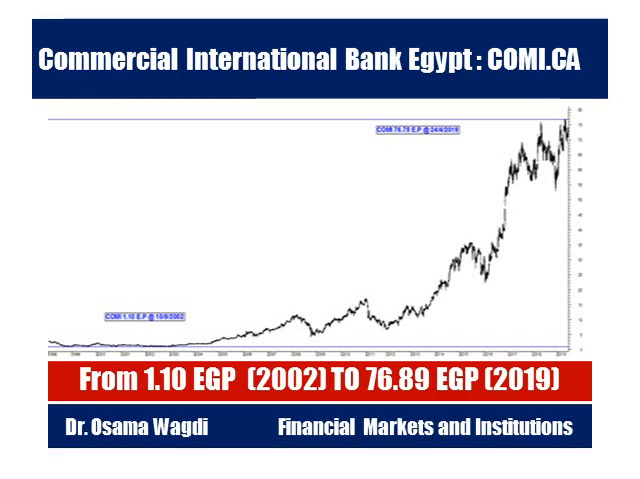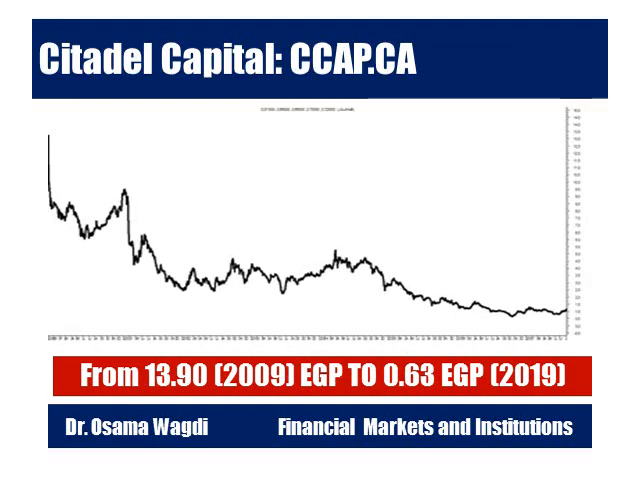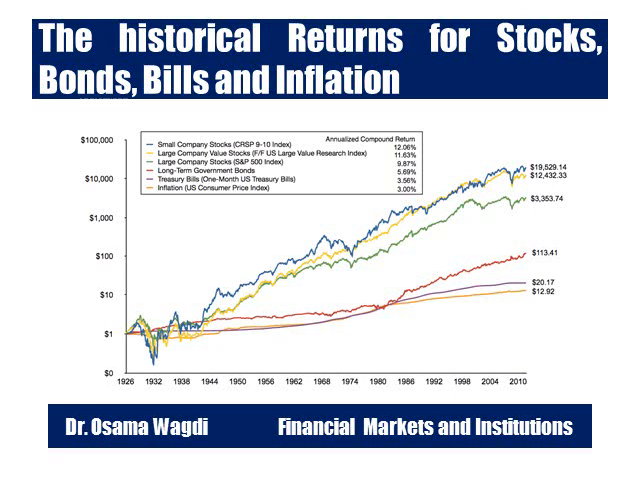So what do other financial markets mean? The financial markets, such as the money market, capital market, insurance market, commodity market, and foreign exchange market, are key factors. Citadel Capital from 2009 to 2018 is a short position, given as an example for short positions. The historical returns for stocks, bonds, bills, and inflation are shown in the diagram on two axes: years and amount of money.